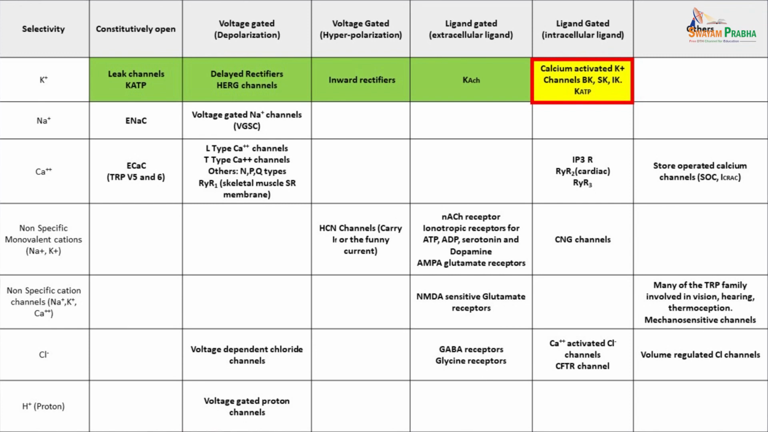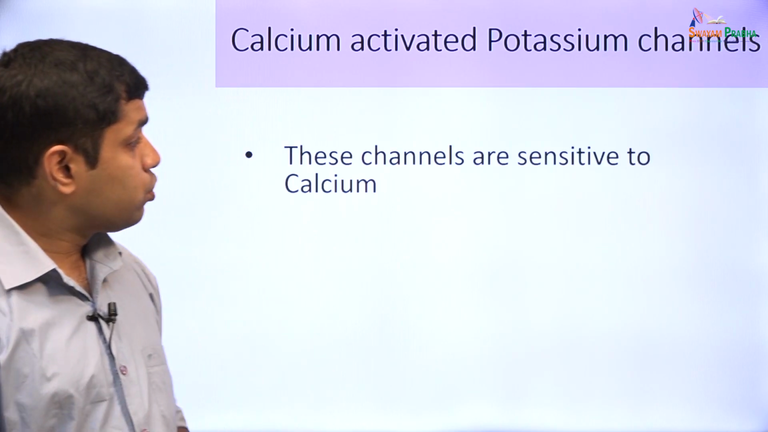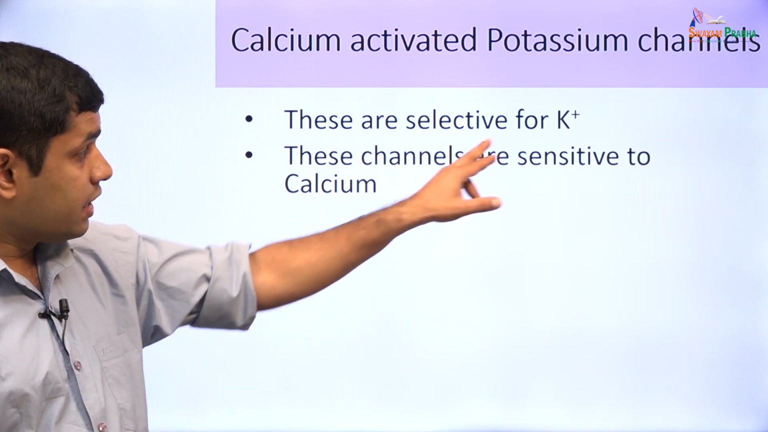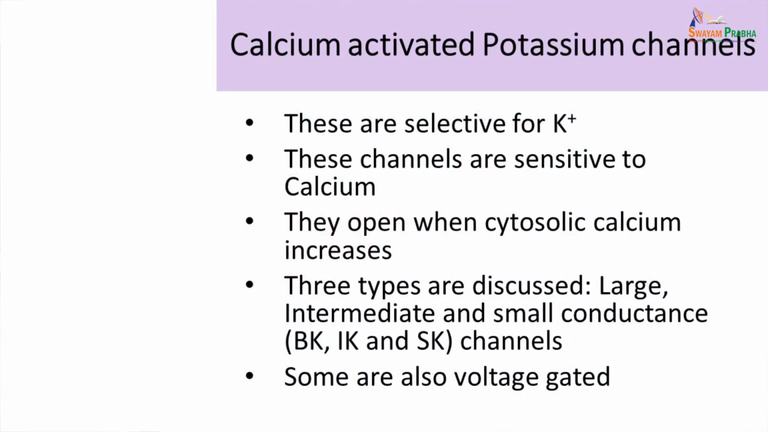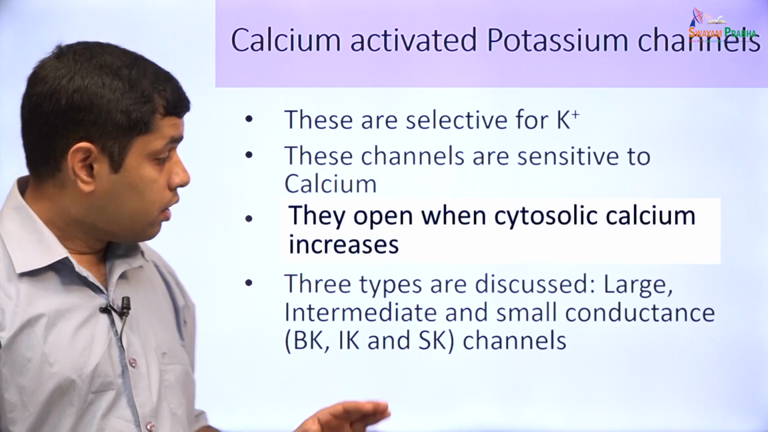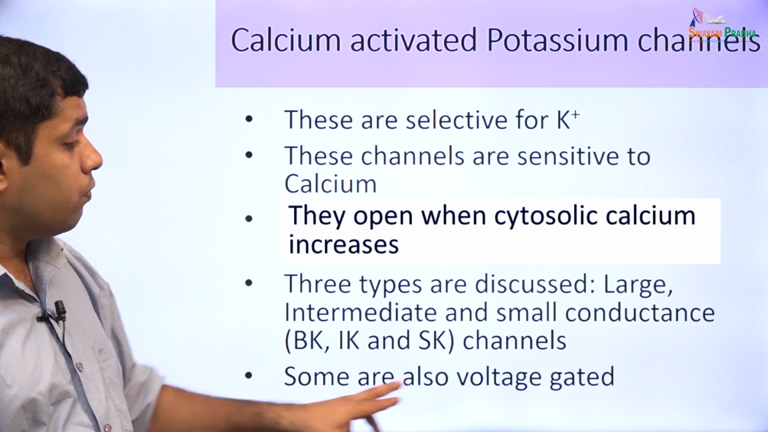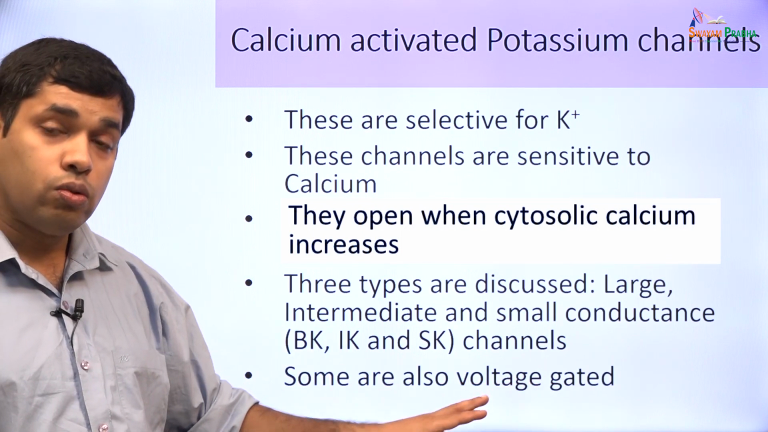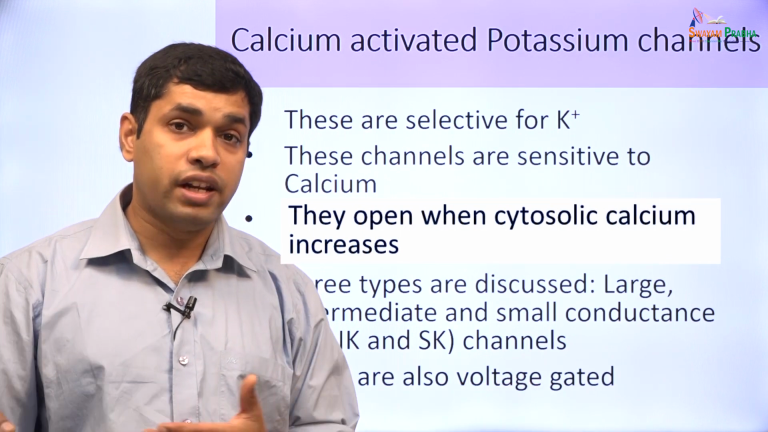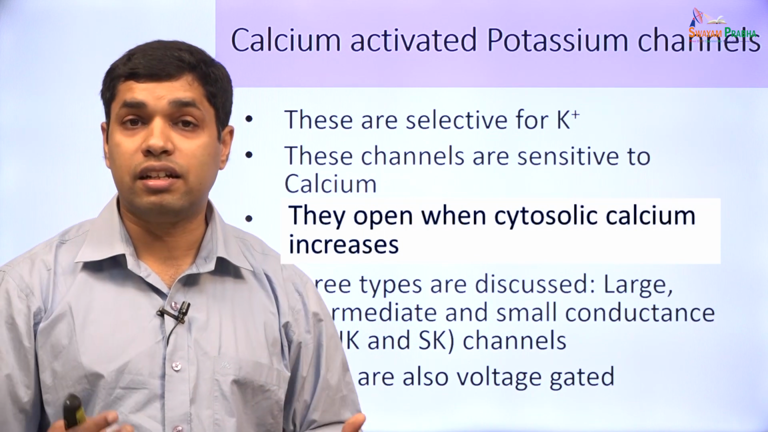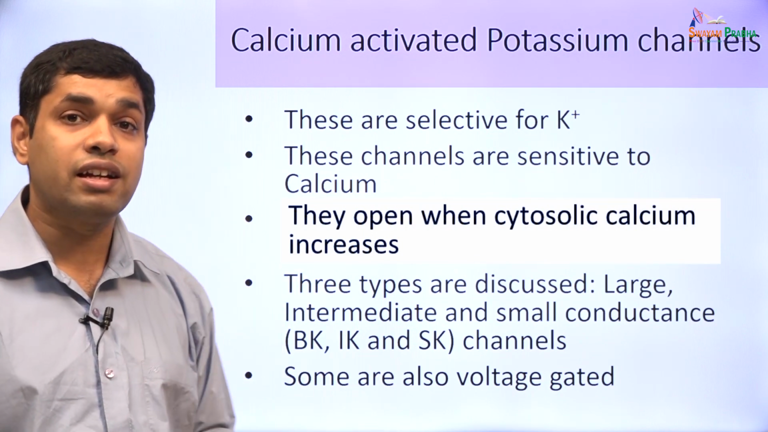So these are calcium activated potassium channels. These are sensitive to calcium, and they're selective for potassium. When the cytosolic calcium, or the levels of calcium inside the cell, rise, then these channels open. Some of them are also voltage gated, so they will open with depolarization, but they also open when the intracellular calcium comes up.